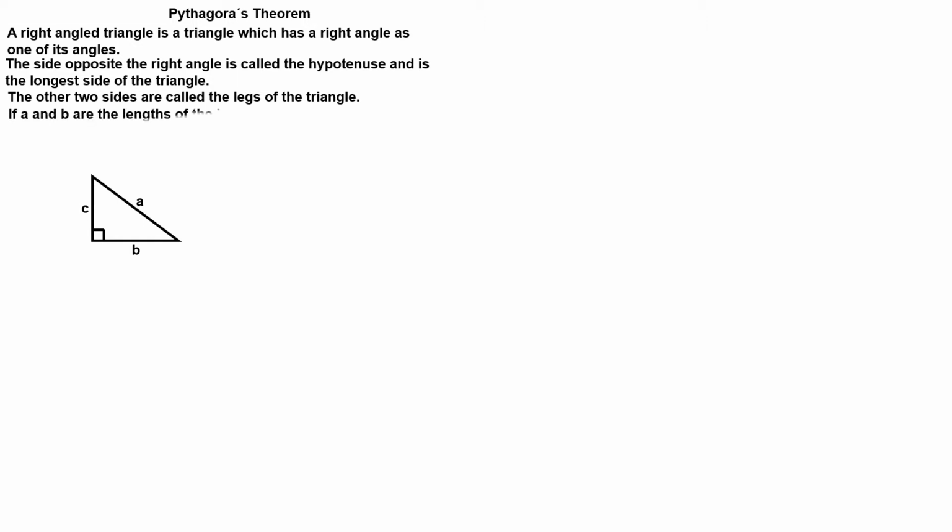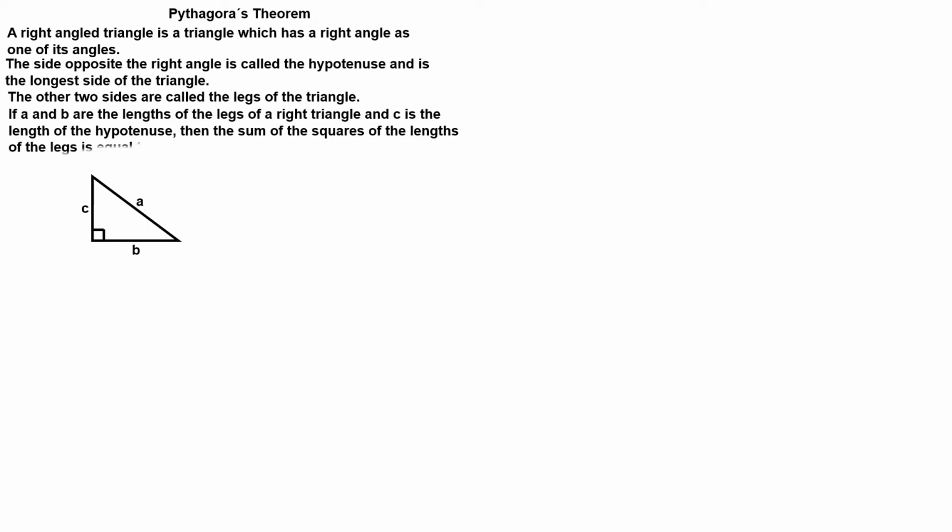If A and B are the length of the legs of a right triangle, and C is the length of the hypotenuse, then the sum of the squares of the length of the legs is equal to the square of the length of the hypotenuse. This is the Pythagorean theorem, and it's one of the best known mathematical formulas. Pythagorean theorem provides us with the relationship between the sides in a right triangle. This relationship is represented by this formula. Let's see how it works.